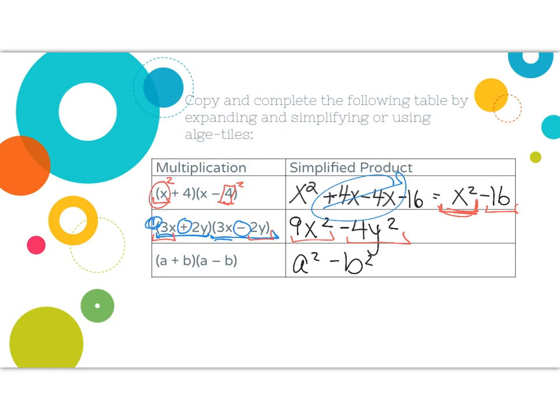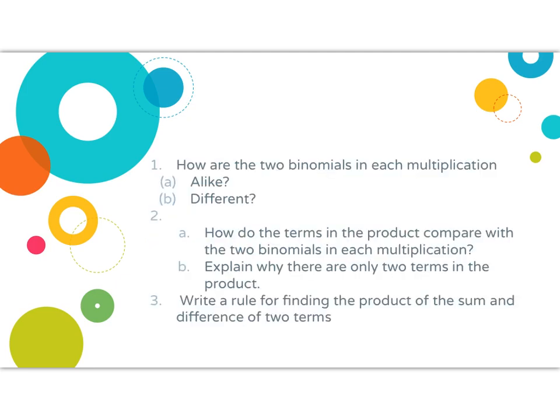Explain why there's only two terms in the product. Well, our middle term, if you will, gets canceled every time. So in this case, it was a positive 4x and a negative 4x. They are always going to add to 0. So write a rule for finding the product of the sum and difference of two terms. What we get is if we have a plus b times a minus b, again, just differing by that sign, our answer will be a squared minus b squared.